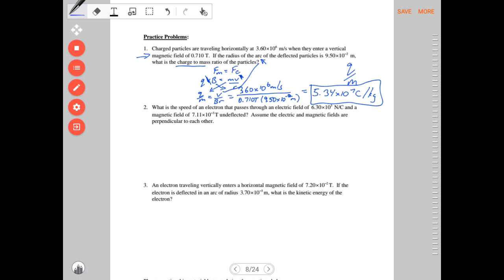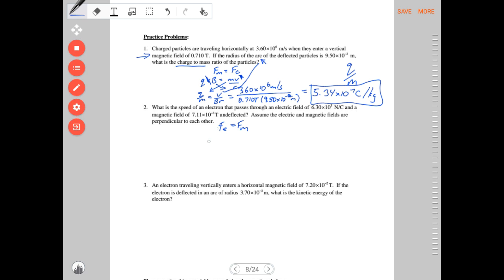Okay, great. Number 2: what is the speed of an electron that passes through an electric field of that and a magnetic field of that undeflected? Assume the electric and magnetic fields are perpendicular to each other. That's how these things work, right? They have to be perpendicular so that the forces are going in the opposite direction. So if the electron passes undeflected, it must mean that the two forces are the same. So Fe equals Fm.